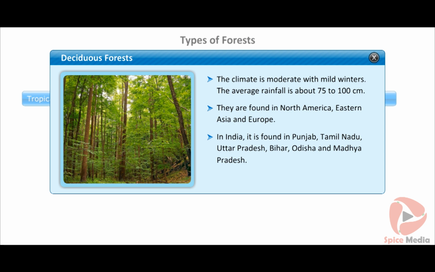Deciduous forests. The climate is moderate with mild winters. They receive 75 to 100 centimeter of rainfall. They are found in North America, Eastern Asia and Europe. In India, it is found in Punjab, Tamil Nadu, Uttar Pradesh, Bihar, Odisha and Madhya Pradesh.